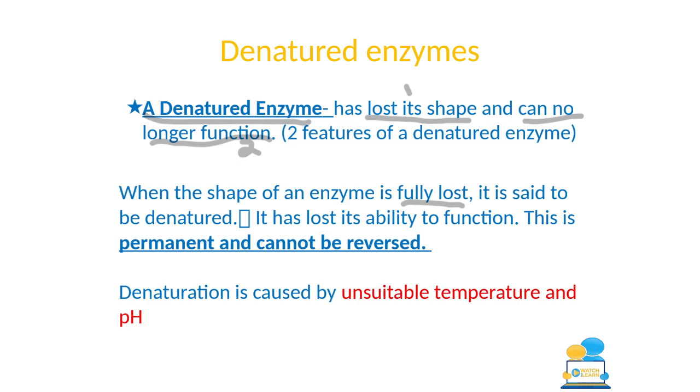Denatured is caused by two factors that we're going to look at: unsuitable temperature and unsuitable pH. So we're again relating this back to our key and our lock. If we were to melt that key, it has lost its shape, and that key will no longer open your lock. So it has therefore lost its ability to function. So two important features of a denatured enzyme: lost shape and lost function.